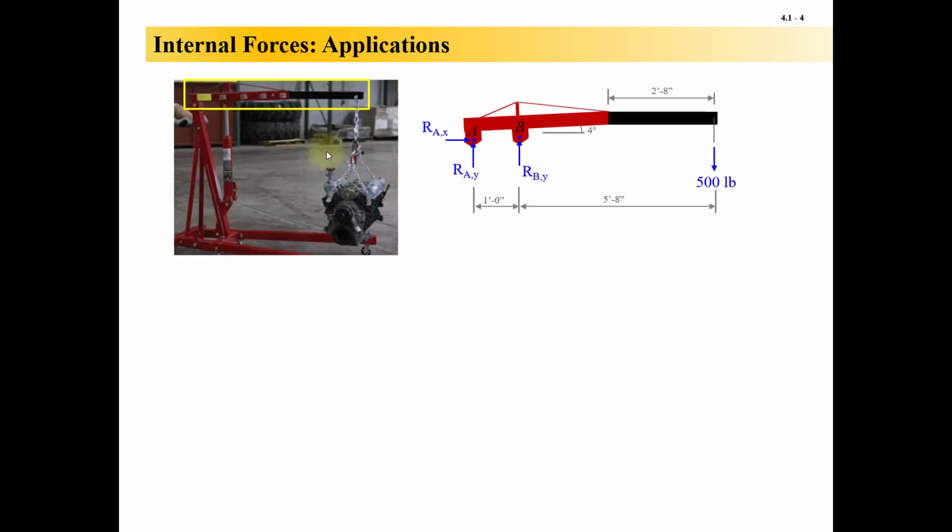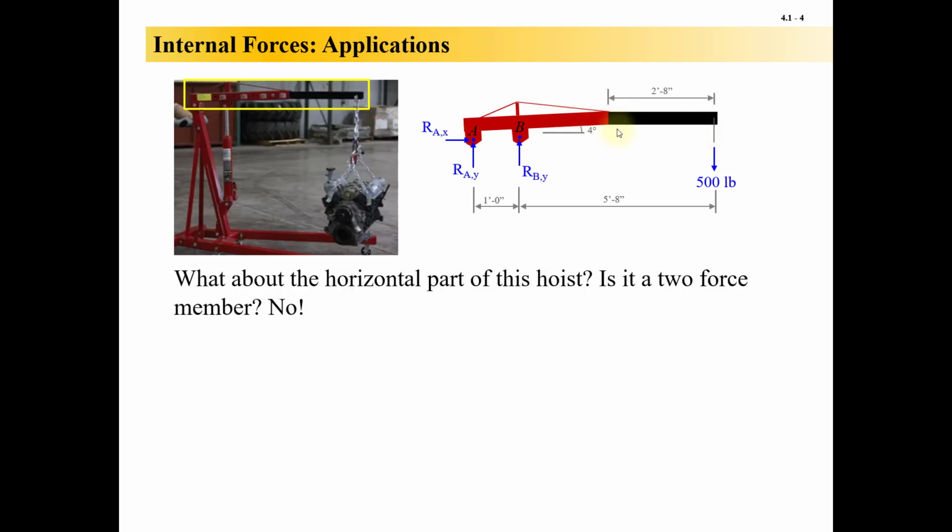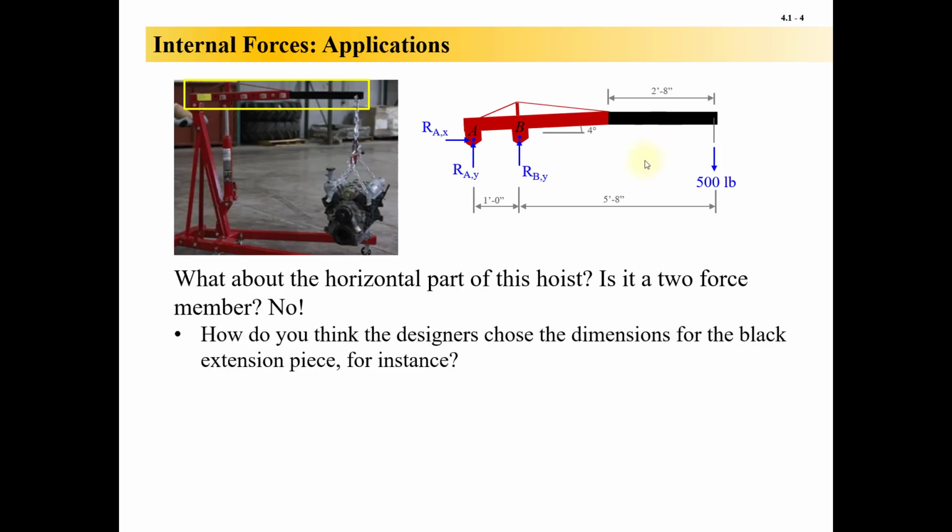But let's go back and look at this engine hoist. If I take the top beam here, the boom, and look at that free body diagram that we had developed in a previous lesson, there's a 500-pound engine hanging from the right end. It's 2 feet 8 out. I think it's the maximum extension or so. So the boom of this hoist is not a two-force member. It's going to have more than just axial force acting along its length.